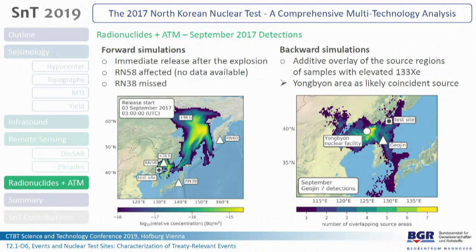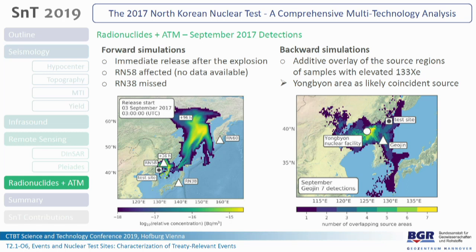There were some samples found from national measurements, South Korean measurements at the station Geojin. I think 5 samples were detected. And if you do an additive overlay of these samples with elevated radioxenon concentrations, you can point to the most likely source region. And in this case, the most likely source region is not the test site for these samples, but the Yongbyon nuclear facility here.